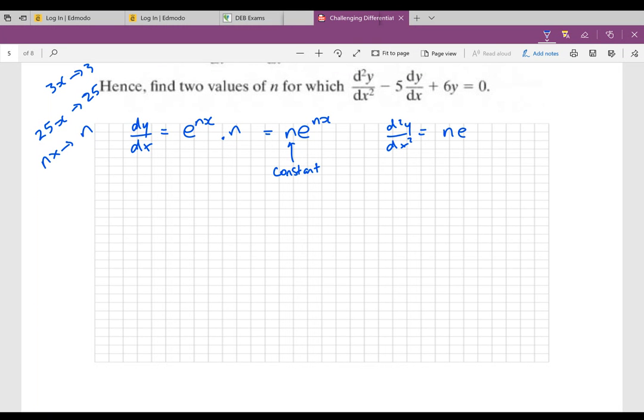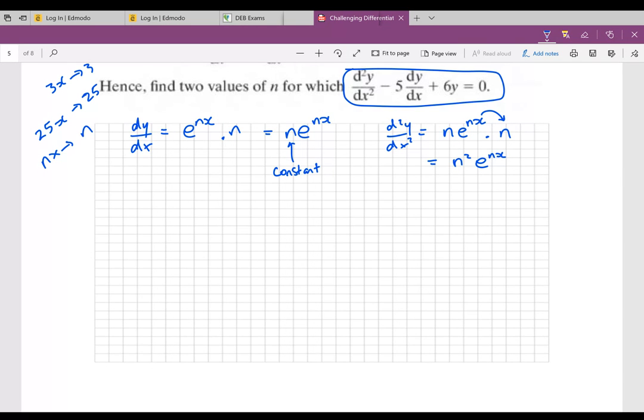So I have n e to the power of nx, remembering that e does not change. So e to the power of nx just differentiates to e to the power of nx. You then have to multiply by the derivative of the index, which is the exact same as last time. n in front is just a constant, that stays there. I'm differentiating nx, which just becomes n. So that's n squared e to the nx.